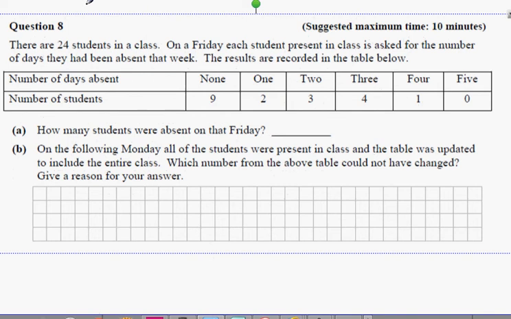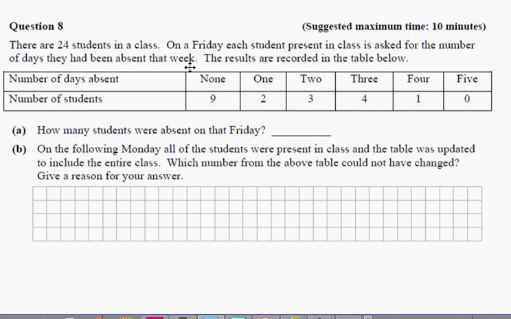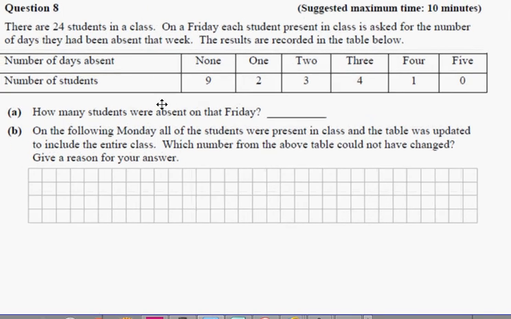Okay, number 8. There are 24 students in class. On Friday, each student present in class is asked for a number of days he had been absent that week. The results are recorded in the table below. Quick question, guys. What do all these numbers have to add up to? They should add up to 24.